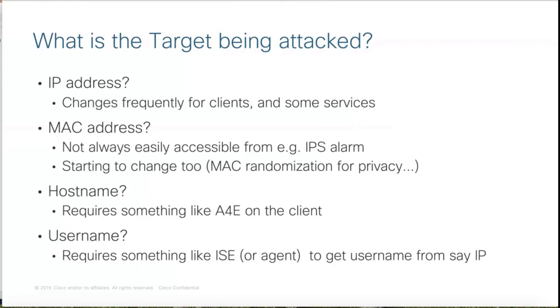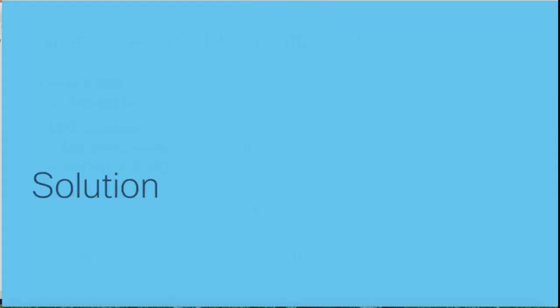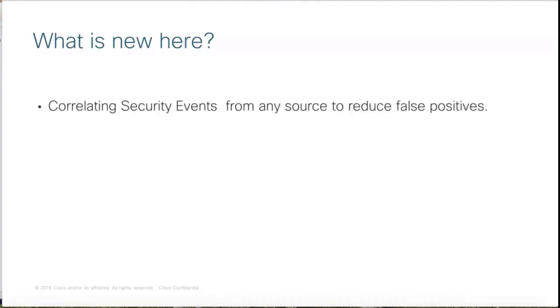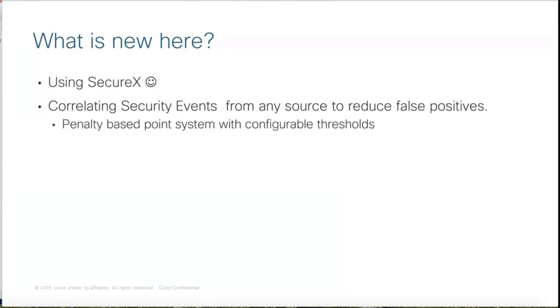So the solution we came up with here is that we are correlating security events from any source to reduce false positives. This is all implemented almost entirely in SecureX. We have a penalty-based point system with configurable thresholds. We are tracking the penalties against IP addresses, MAC addresses, host names, and usernames. And I personally think that the username is the most interesting thing when working with incident response, to try to get the correlation automatically.